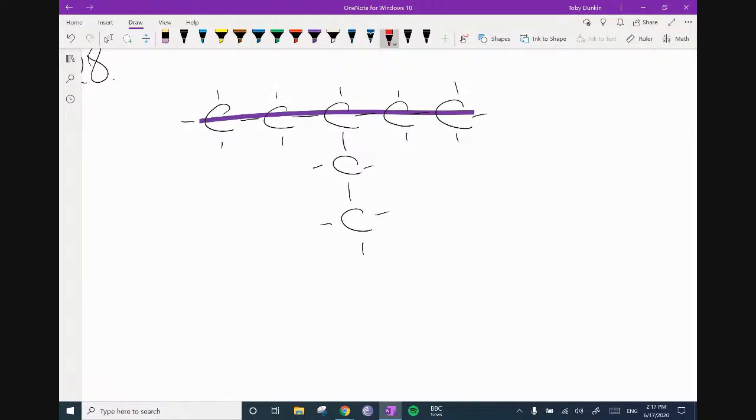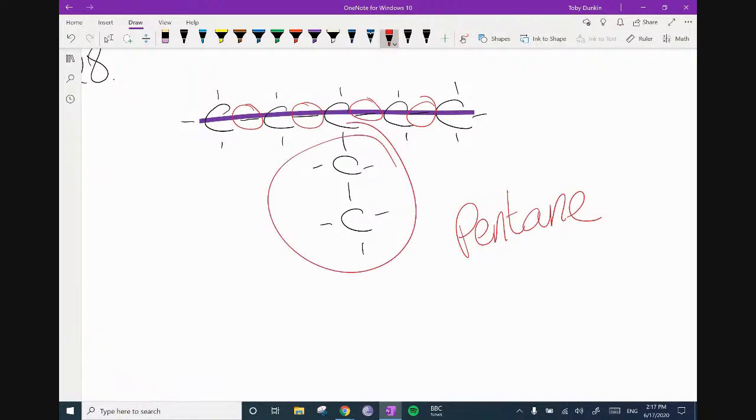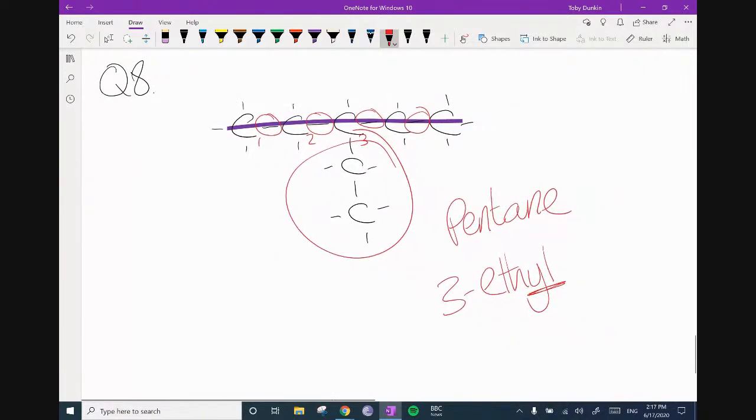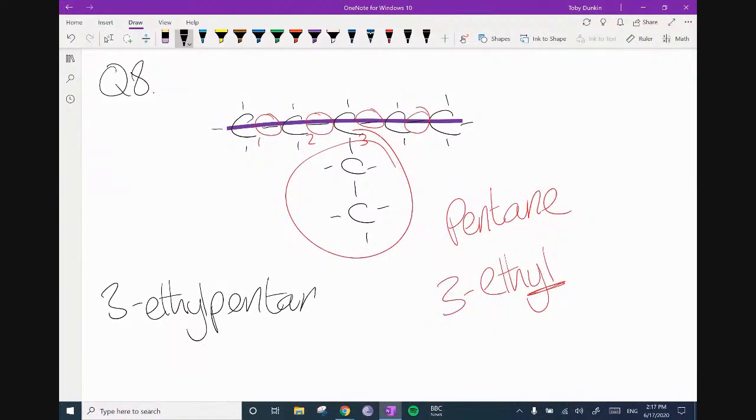Yeah, so we've got 5 in a row. It's still a pent. It is all carbon-carbon single bonds, which means it's an ane. We now have a branch, and it has 2 carbons in it. This is an ethyl. Yl means branch. Yeah, branch, and I need to number it. Carbon 1, 2, and 3. This is a 3-ethyl. Final name, 3-ethylpentane. Isn't that cool?